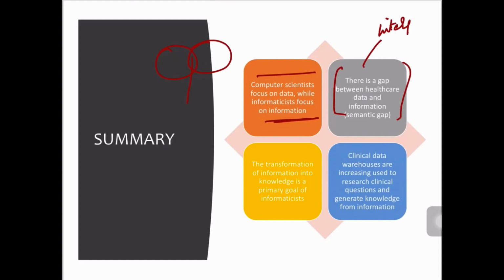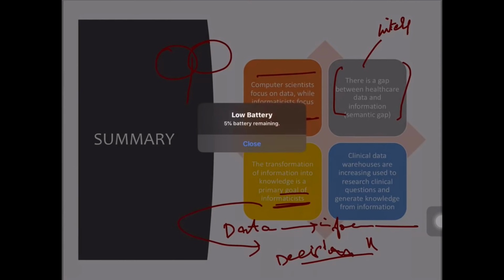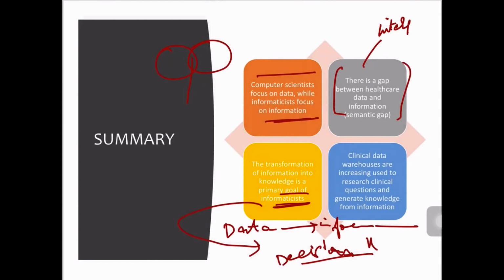Then we learned that the transformation of information into knowledge is a primary goal of informaticians. We get data and go from data to information, and from information to knowledge and decision making. So here comes the role of informatics. And when it comes to going from health data to health decisions, not ordinary informaticians can help with this. There are some terminologies and tools which are very healthcare related, and only a healthcare informatics person would work on that. Lastly, clinical data warehouses are increasingly used to answer clinical questions and generate information.